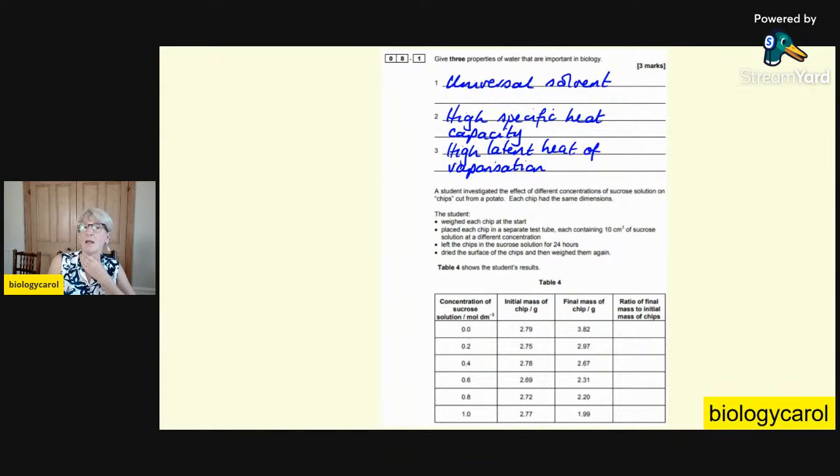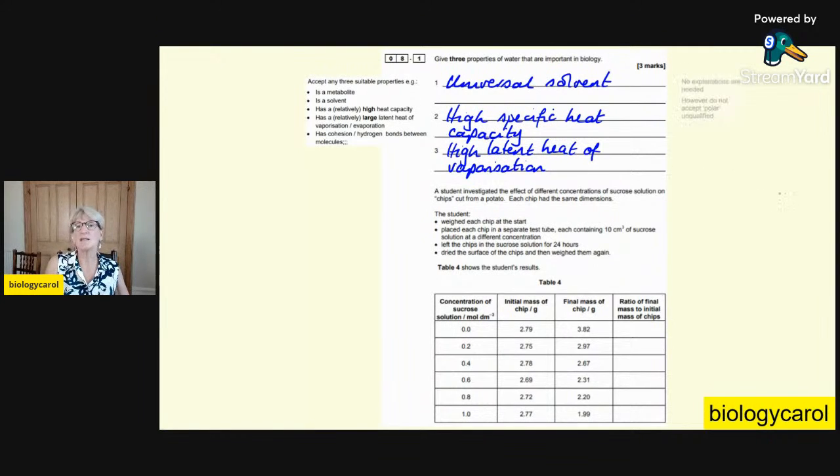Notice it doesn't say state and explain. It just says give. Just means state, just say what they are. Don't have to do anything else. Mark scheme, so you've got a whole load of possibilities. Here is the examiner's comment, fair enough. And so I got those marks.